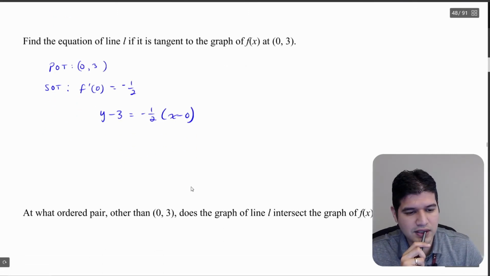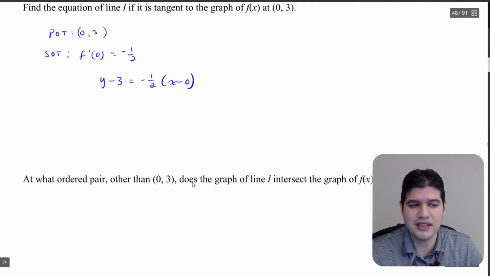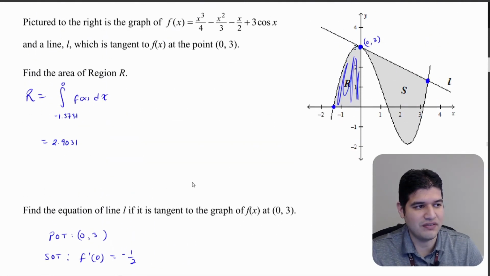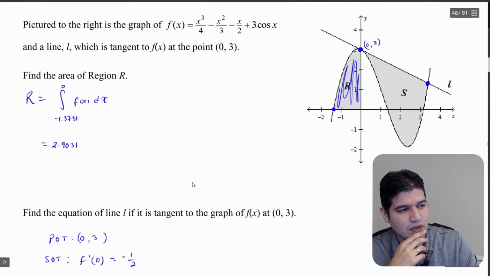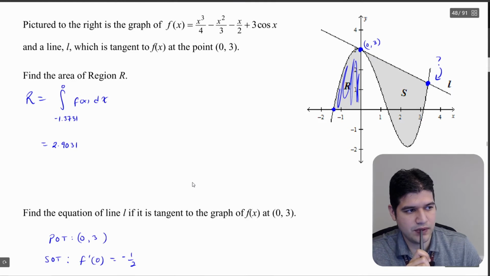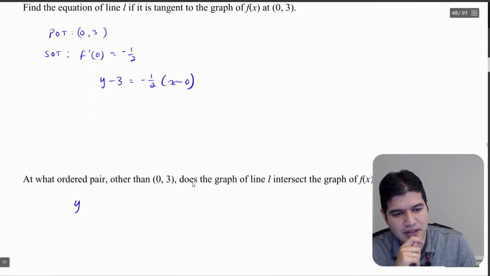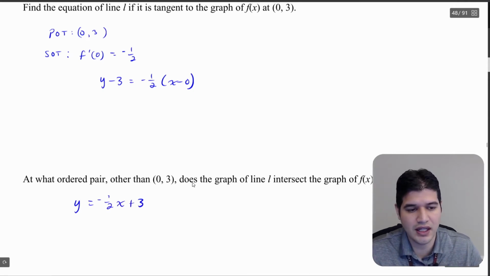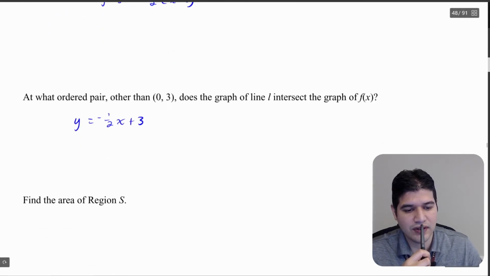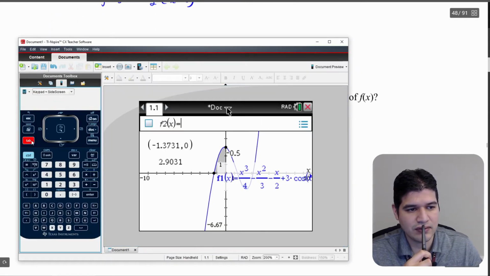So what we want to do is, at what ordered pair other than (0, 3) does the graph of line L intersect the graph of f of x? Okay, so right here we're looking for, what is this intersection point? Now we might want to simplify our equation. So we're going to say, okay, y equals negative 1/2 x plus 3. So that's the equation of the tangent line and something that I can graph on the calculator. So let me go ahead and do that real quick.